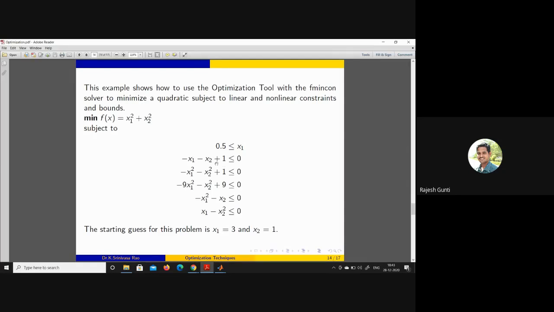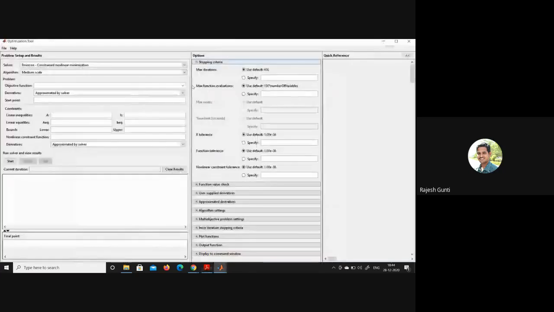Minus x1 minus x2 less than or equal to minus 1. For that, as usual, yesterday also we have given like this. Minus x1 minus x2 less than or equal to minus 1.